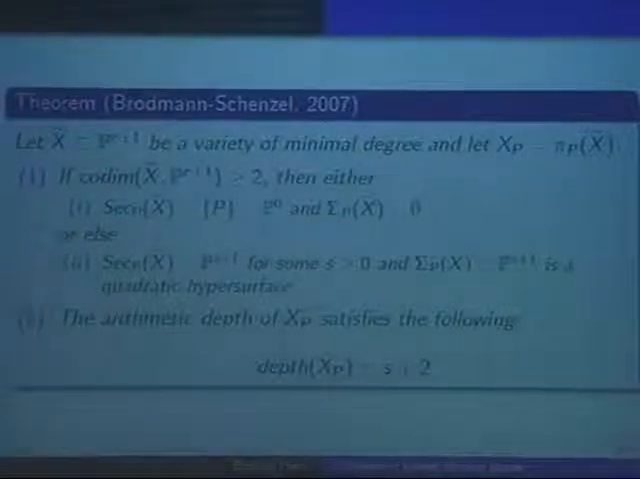And concerning the linear projection of varieties of minimal degree, Brodmann and Schenzel obtained some nice results describing the relation between the projection point and the arithmetic depth. First, the possible type of the second cone is only a linear space. Either it is a zero-dimensional linear space and the second locus is empty, or else the second cone is a positive-dimensional linear space and the second locus is a quadric hypersurface in this linear space. And the arithmetic depth is determined by the second locus by the following formula: depth of X_P is always equal to s plus 2, where s is the dimension of the second locus.